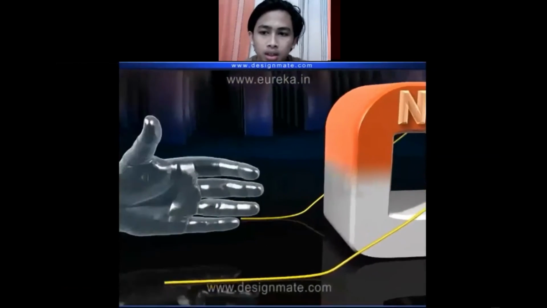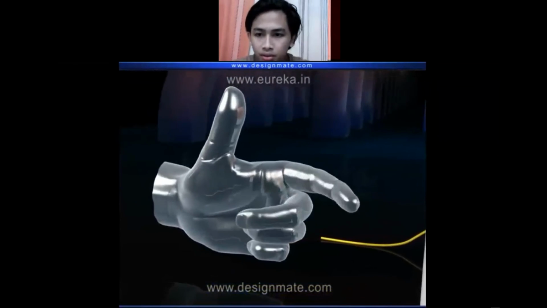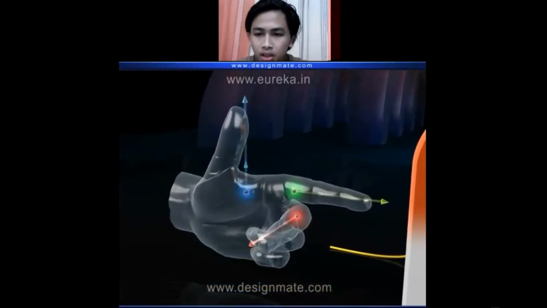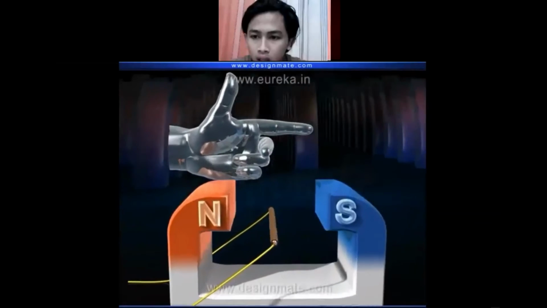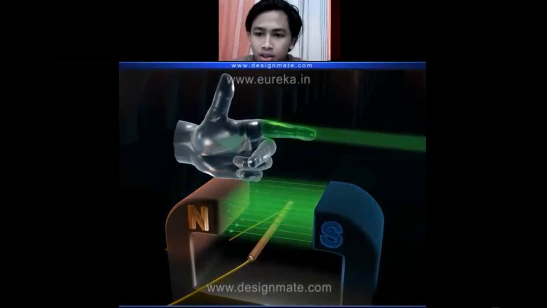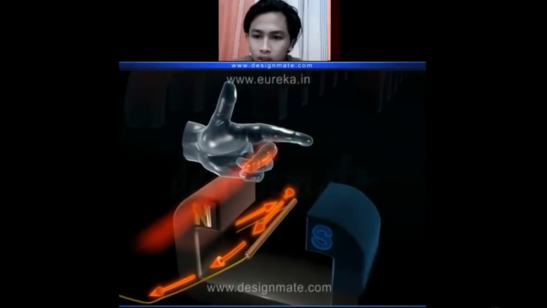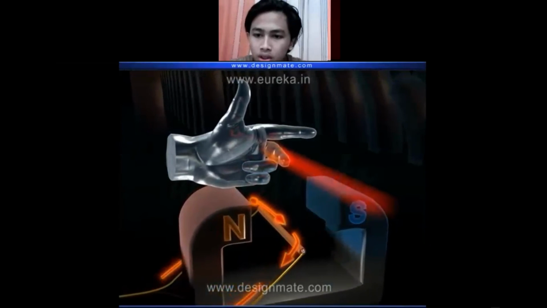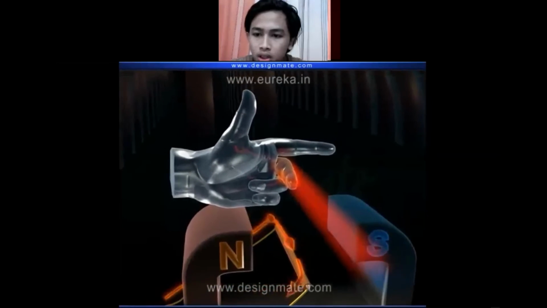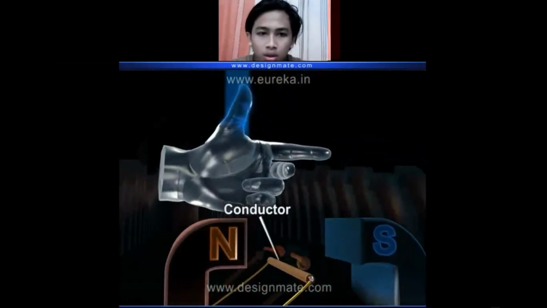Now let us understand this by taking a simple circuit. Arrange the left hand with thumb, first finger and second finger all pointing at right angles to one another. Now point the first finger in the direction of the magnetic field and the second finger in the direction of current, according to Fleming left-hand rule. The thumb will give the direction of force. In this case, the conductor will experience a force in the upward direction, or it will move up.